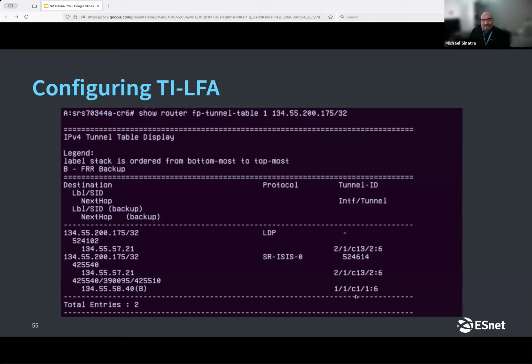And I take a different exit from my router that just goes to another backup router. So that's how LFA works. And this is programmed into the ASIC. This FP tunnel table means it's programmed into the chipsets. So I actually pre-programmed that in so it can fail over really quickly.